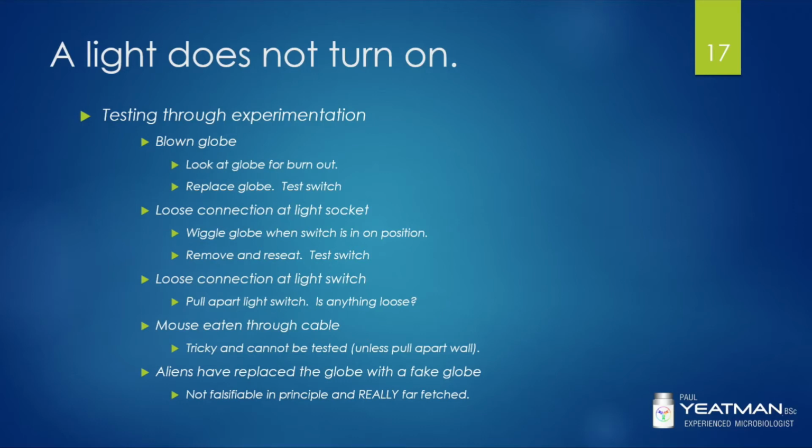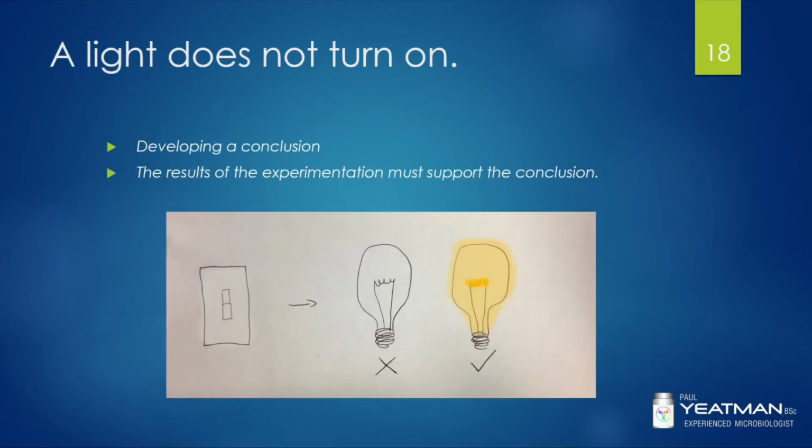What about if a mouse has eaten through the cable? Well, that could have happened anywhere along the cord path. It's tricky and it couldn't be tested unless I pulled the wall apart. Not something I can test. What about aliens replacing the globe? Well, it's not falsifiable in principle, but as I said in the last slide, really, really far-fetched. So, after all our testing, we need to develop a conclusion.